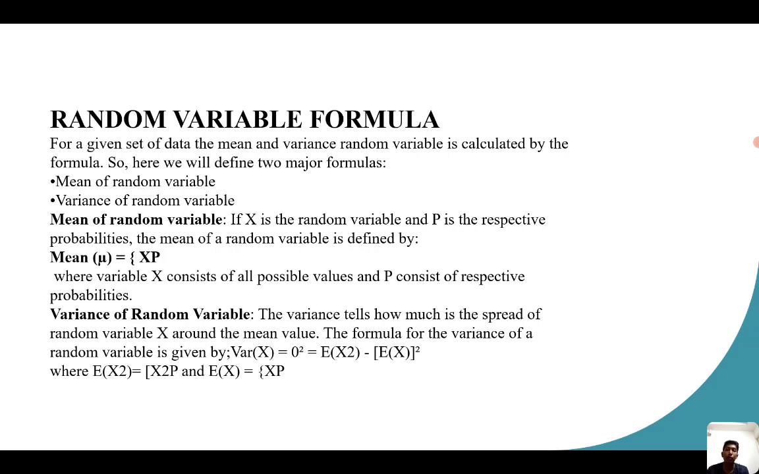Variance of a random variable. The variance tells how much is the spread of random variable x around the mean value. The formula for the variance of a random variable is given by variance of x is equal to sigma square, which is equal to E of x squared minus E of x whole square, where E of x squared is equal to the sum of x squared into p and E of x is equal to the sum of xp.